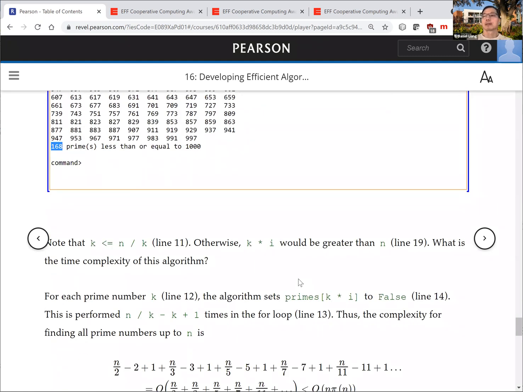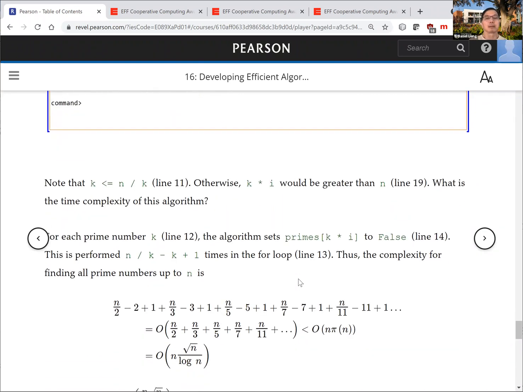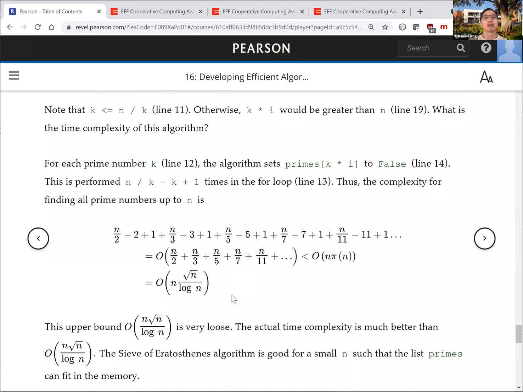For the sieve of Eratosthenes algorithm, the complexity is the same as before: order of n times the square root of n divided by log n. But this is a very loose bound. It is actually a little better than the previous algorithm.